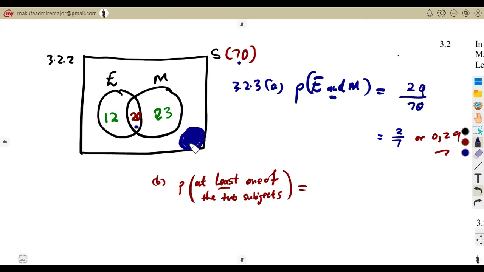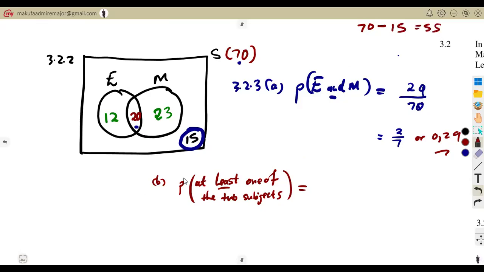So we do not want these ones. They are not part of economics. They are not part of mathematics. So we can simply remove them from what? From the 70 to have those ones that are at least. So we can simply subtract 70 minus what? Those ones who do not take any of, which is the 15. That was going to give us 55.